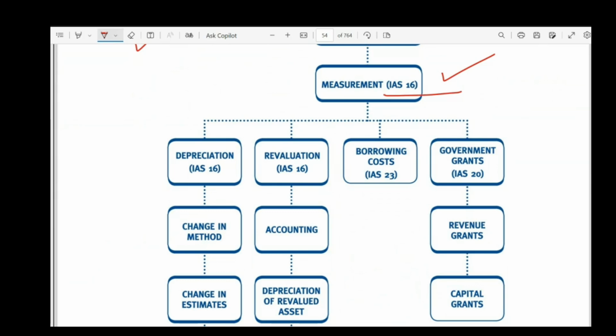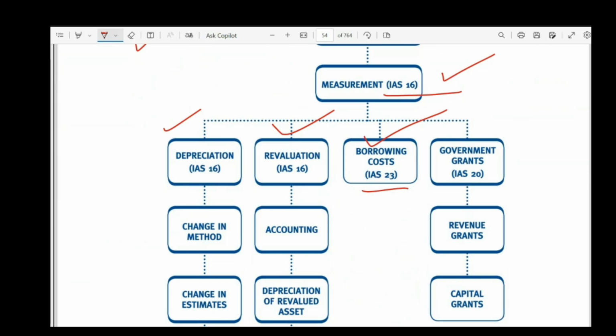So if it is part of your habit, then it is easy. When you are writing your exam paper, this habit will gain you an extra half mark. Under IAS 16, depreciation, IAS 16 coming under revaluation of assets, borrowing cost, we will discuss that separately.